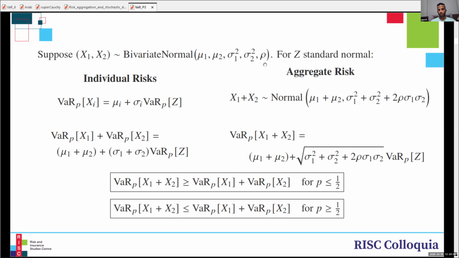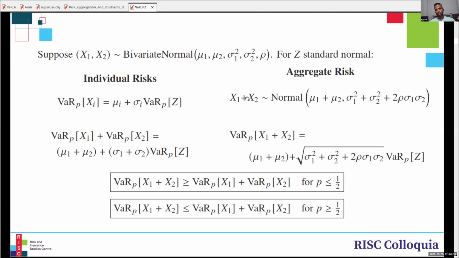So if our x1, x2 follows a bivariate normal with means mu1, mu2, two variances, sigma 1 squared, sigma 2 squared, as well as a correlation coefficient, which is rho, then, where z is a standard normal random variable, you can express the VaR of each individual xi as mu_i plus sigma_i times the VaR of the standard normal.